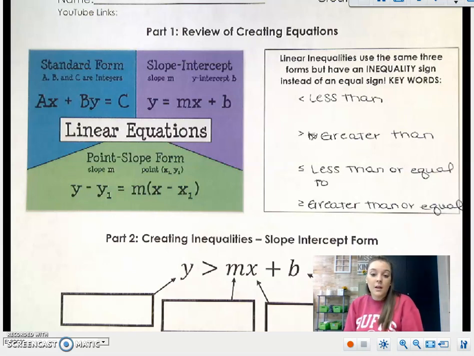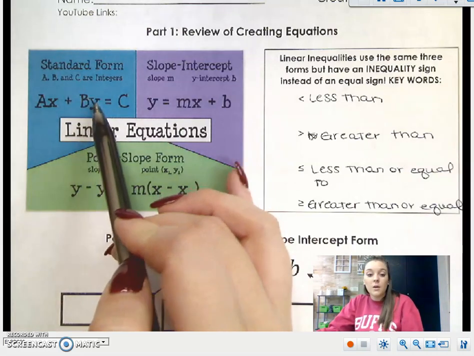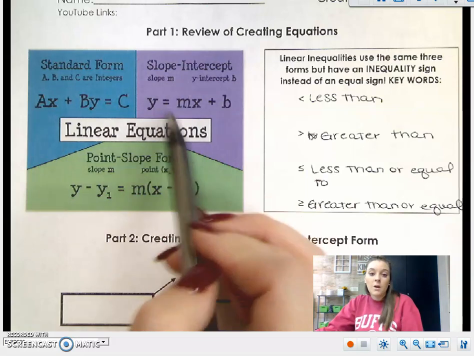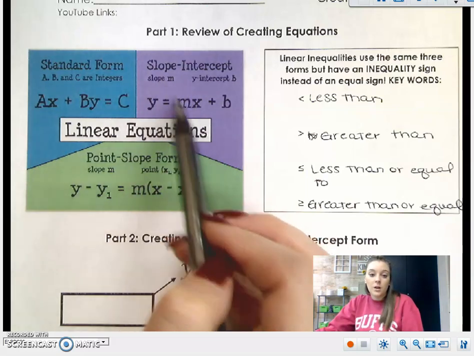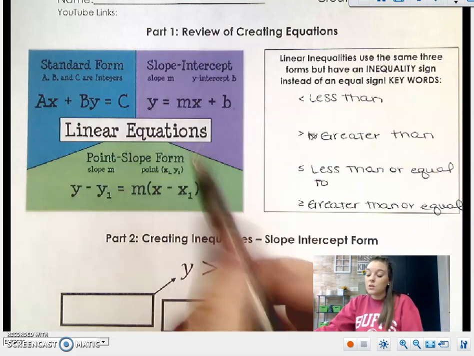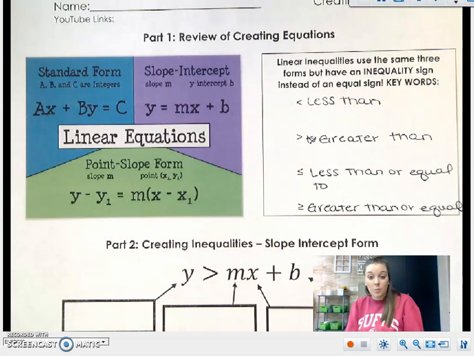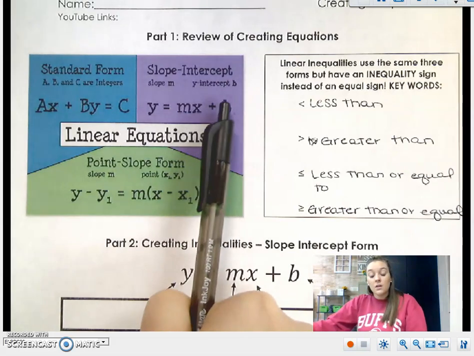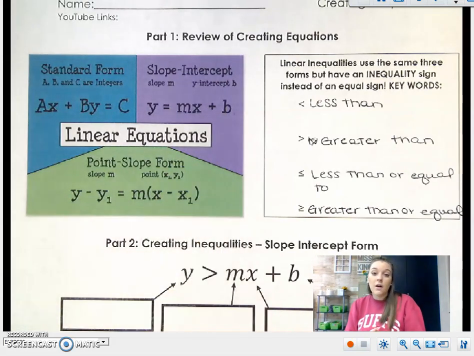Remember that in the last video we talked about standard form equations and slope-intercept form, where your slope is your m and your y-intercept is your b. Remember that your slope keywords are each, every, and per. Your y-intercept keywords are going to be your starting value, your starting point, your constant, or your initial value.